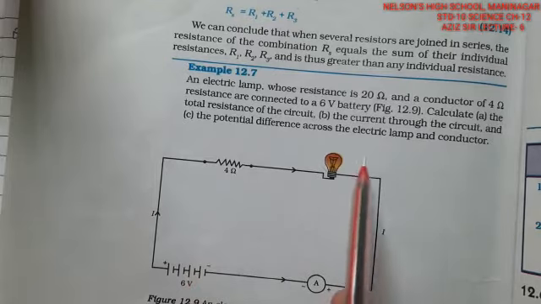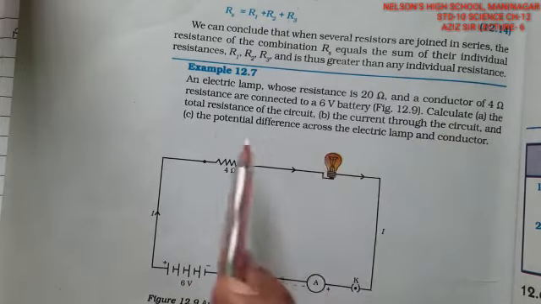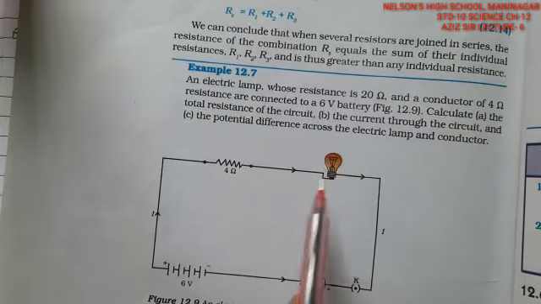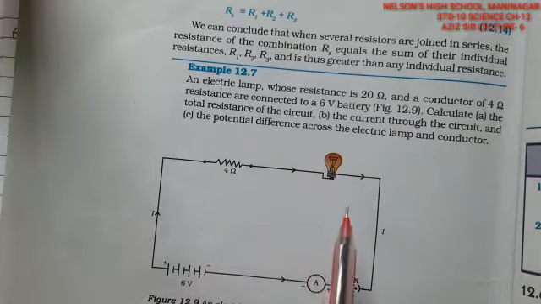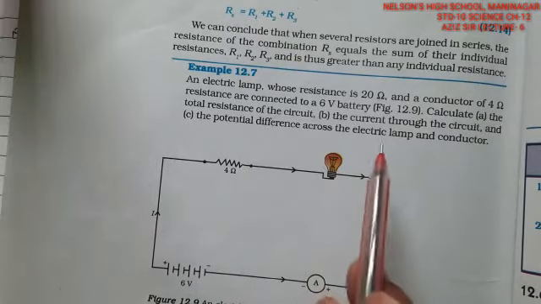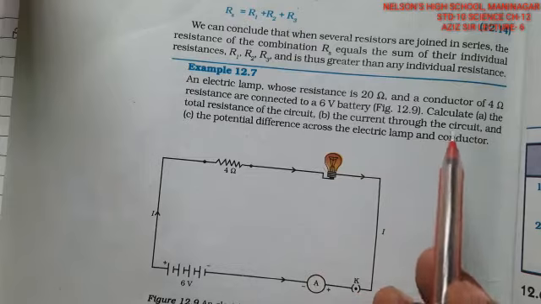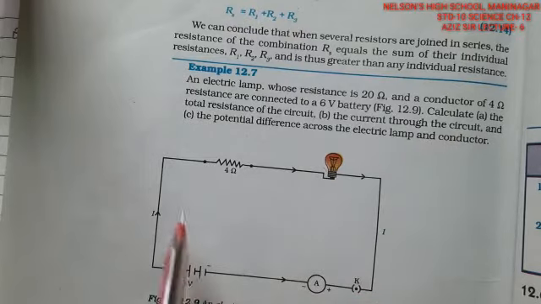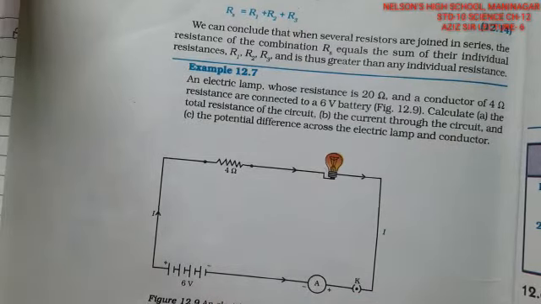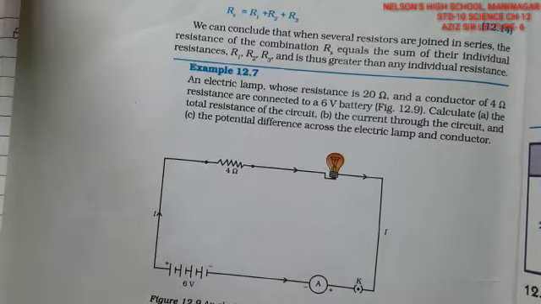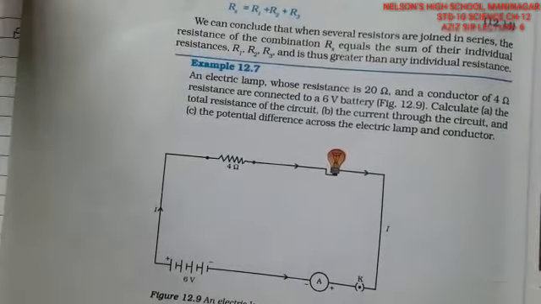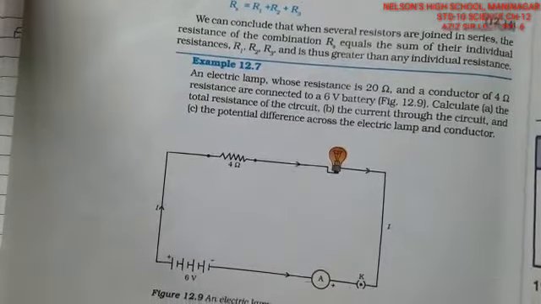Now what we need to calculate first is A, the total resistance of the circuit, that means the total resistance of these two resistances, and B, the current through the circuit, that is the total current in the circuit, and C, the potential across the electrical lamp and conductor. So the potential difference that we are supposed to find out across each of the resistances.